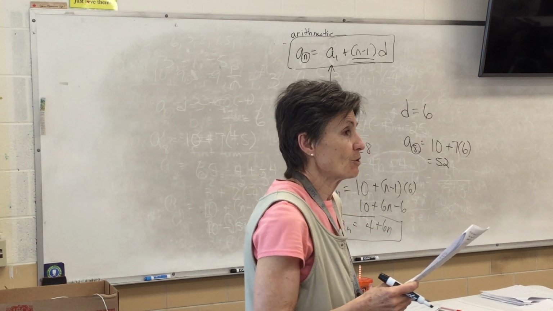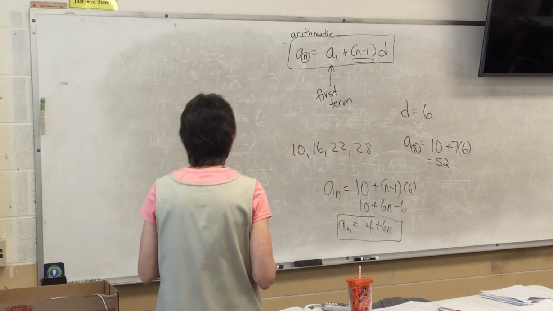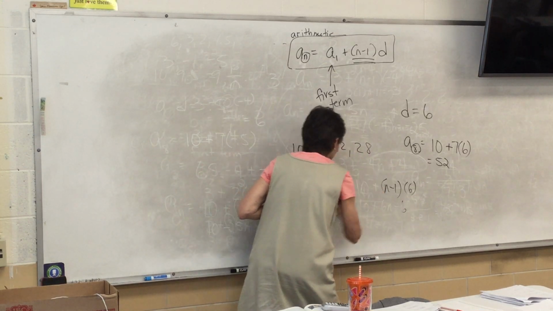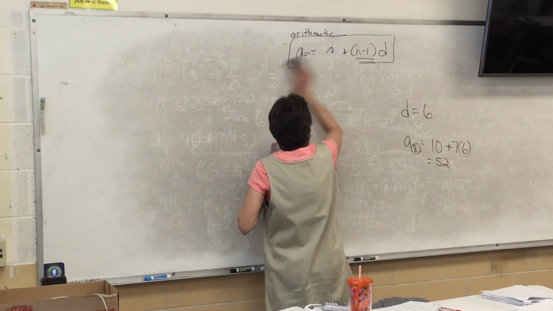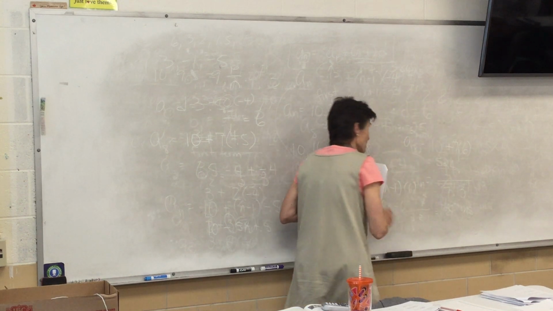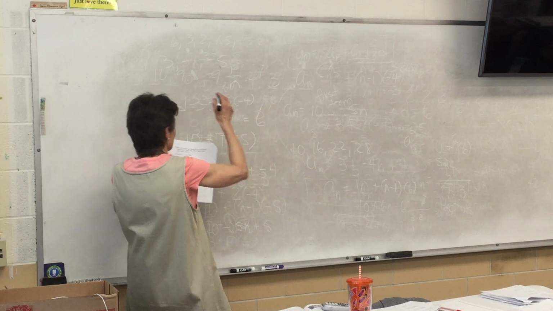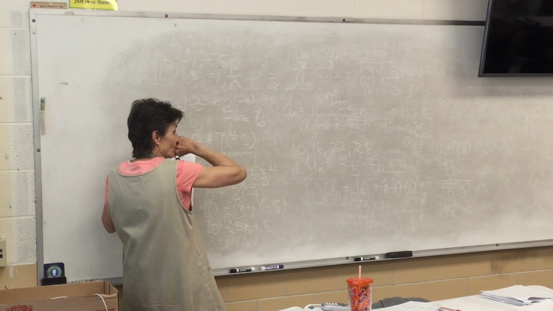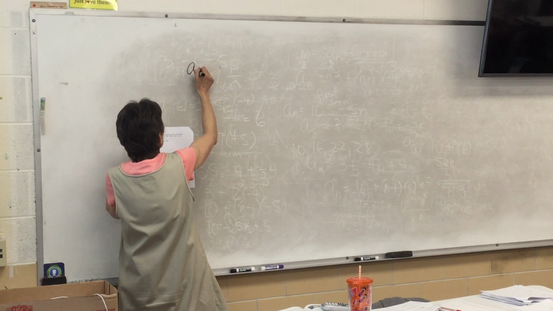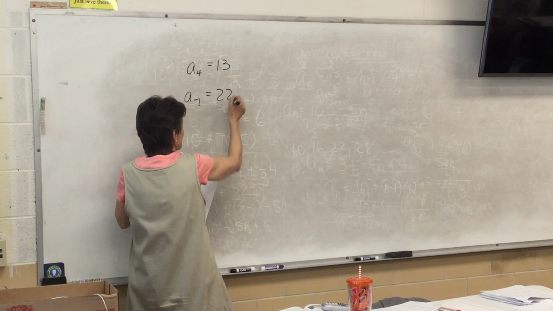Given the following terms of an arithmetic sequence, find the first term and the 100th term. All right. This could be one of the most tricky things we're doing in this unit. But you can do it, I promise. What this says is that the 4th term is 13 and the 7th term is 22.